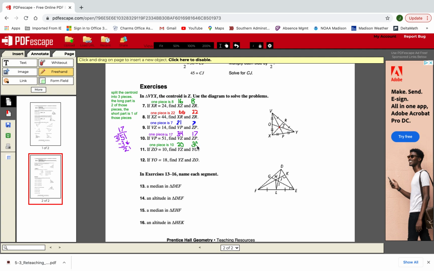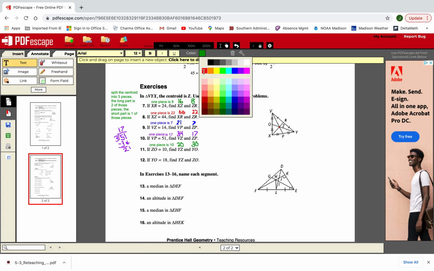Remember, you can always watch this over and over again, to try to get a little bit more understanding. Okay, so looking at 12, this is our last one, and we start with YO. YO is the entire thing, so if you think of that in terms of 3 pieces, yeah, 3 pieces. If YO is 18, 18 divided by 3 pieces means that one piece is 6.